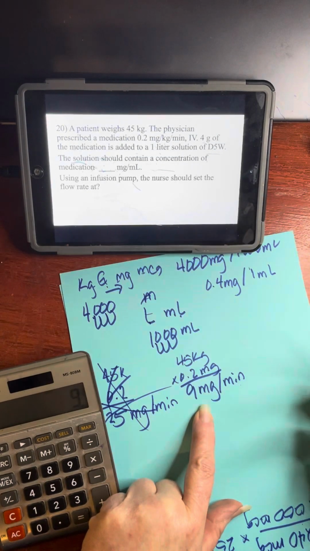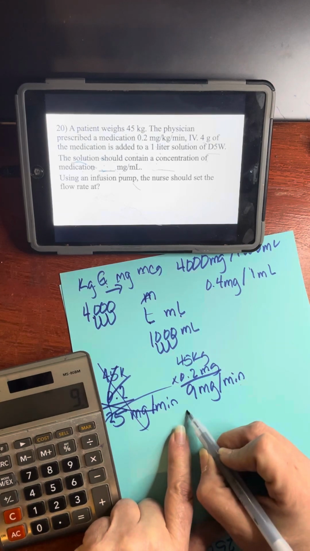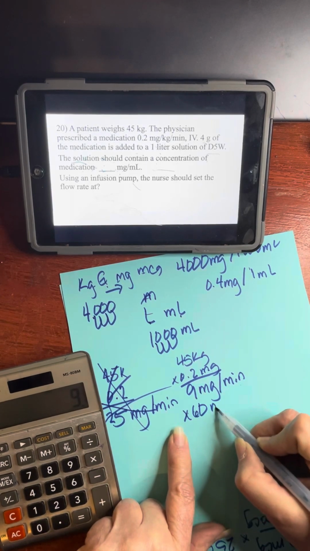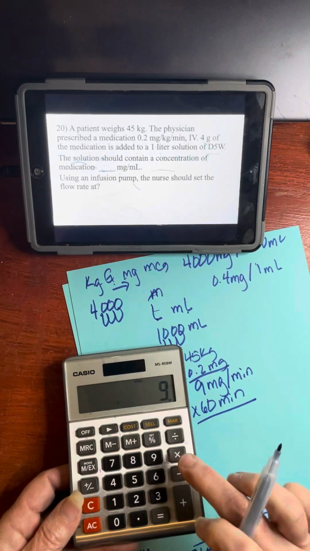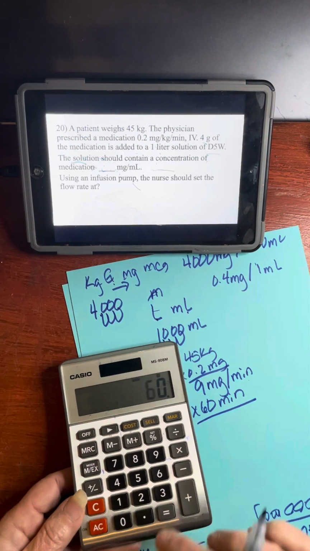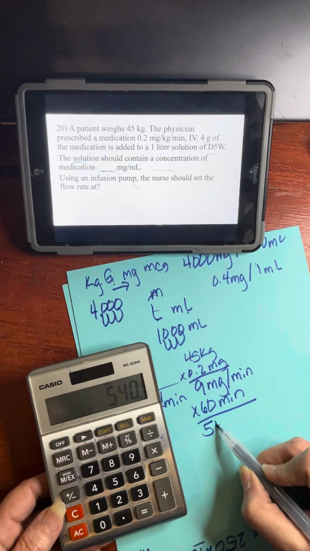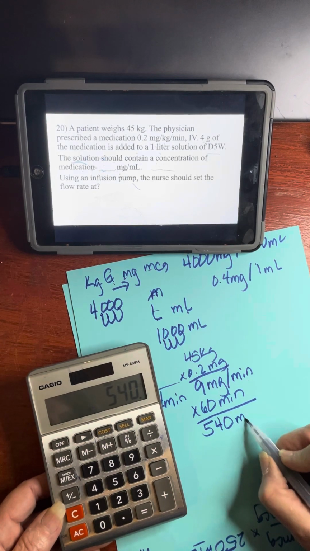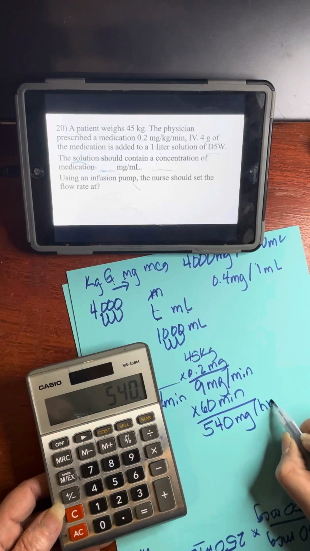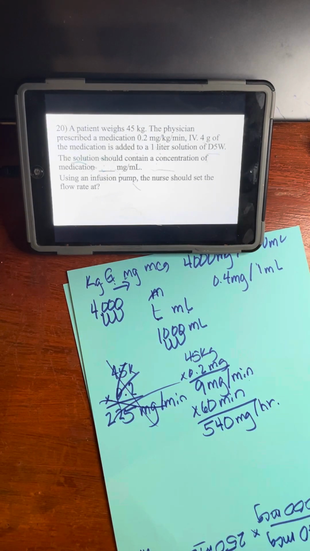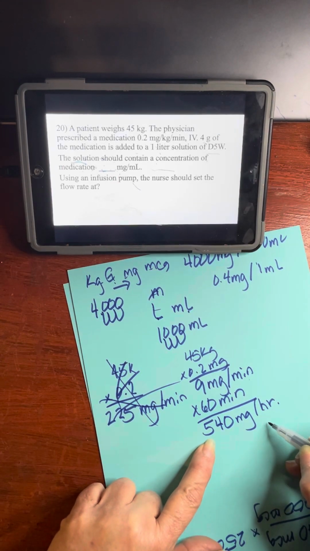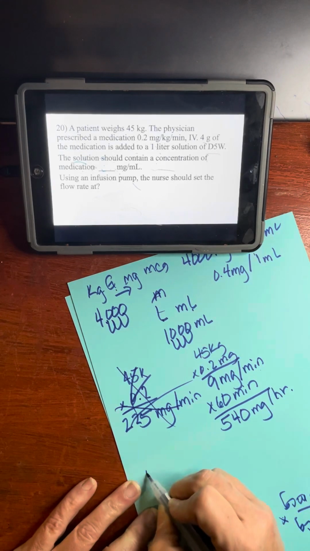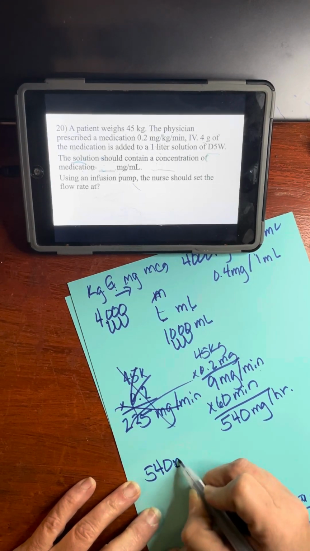And you know we've got a pump, so it's got to be per hour. I'm going to multiply this times 60 minutes to find out how many milligrams an hour. 9 times 60 is 540 milligrams per hour. And I know it sucks, but this is now what the physician wants, his dose ordered. So what he wants is 540 milligrams.